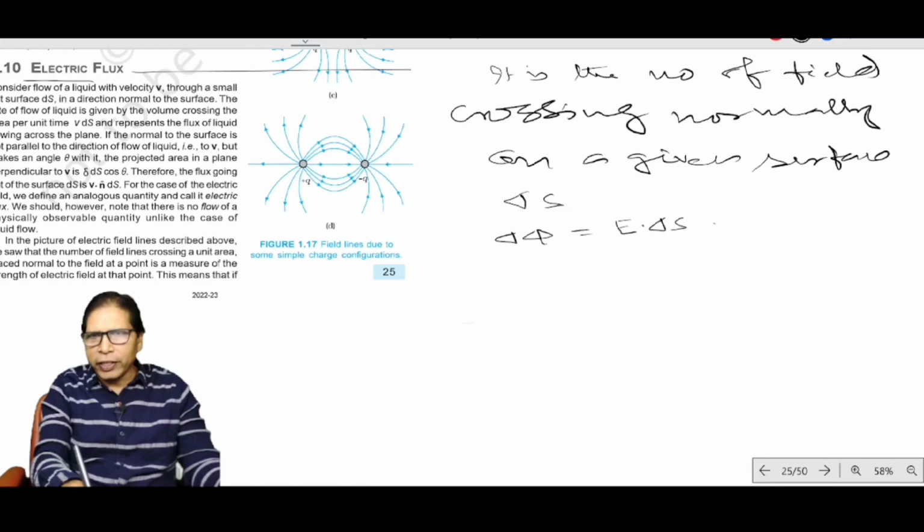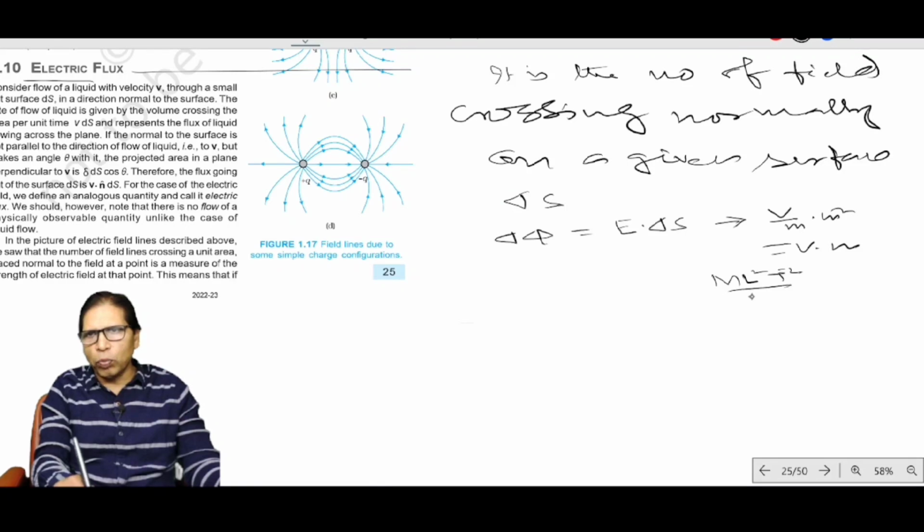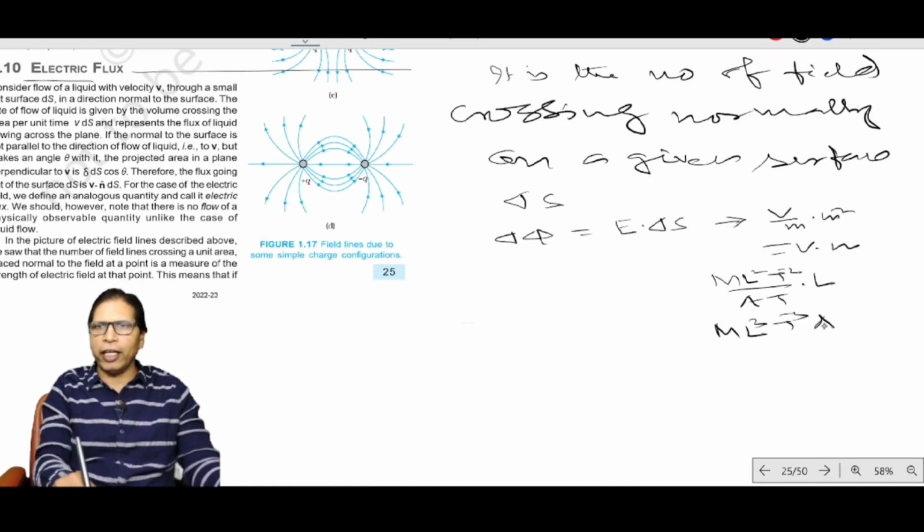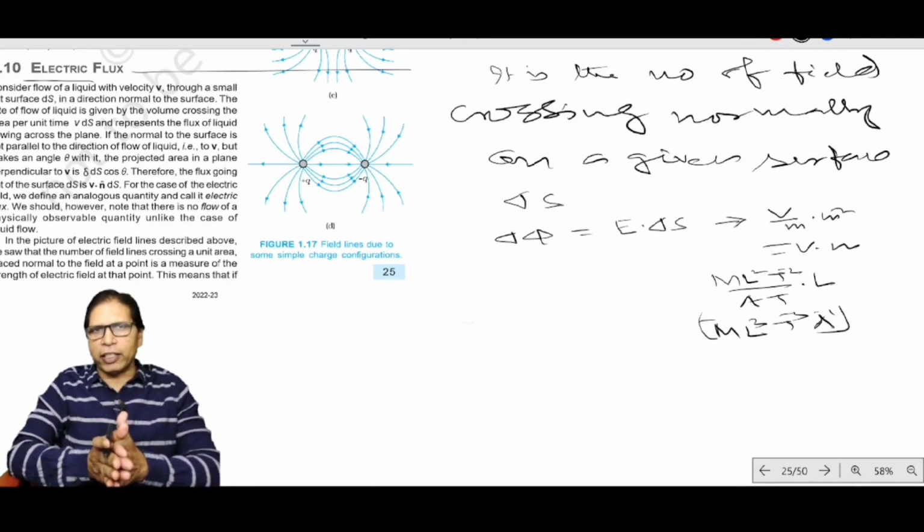So its unit is volt per meter into meter squared, so its unit is volt meter. And the dimension, look at this, the dimension of volt is M L squared T minus 2 by A T into L, so this dimension is M L cubed T minus 3 A minus 1. And it is a scalar quantity.